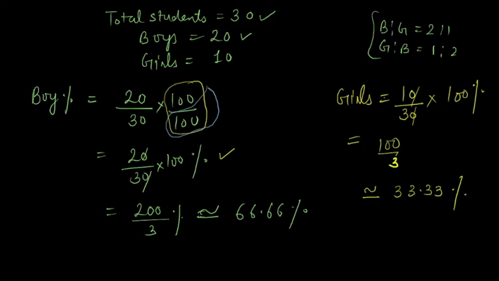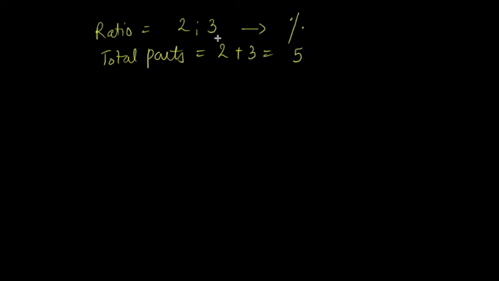I'll take one more quick example here. Suppose the ratio of anything says 2 is to 3, and I have to write it in the form of percentage. It means I have to convert the ratio into percentage. So it is 2 is to 3, so total parts are how many? 2 plus 3 is equal to 5. It means the ratio of x is 2 out of total 5 and the ratio of the other quantity is 3 out of 5. So how do we write? 2 upon 5 into 100%, calculate it, 40%, right?